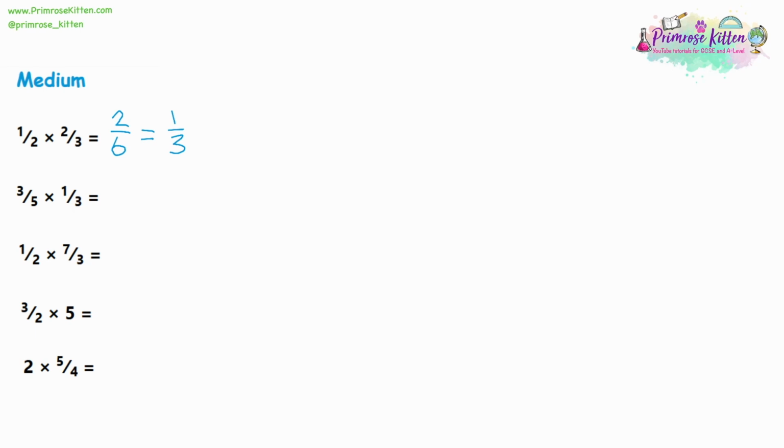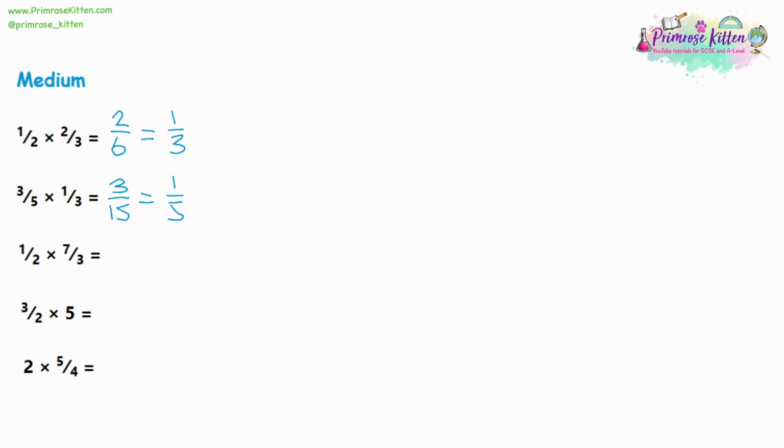Question 2, we have 3/5 multiplied by 1/3. Let's multiply the numerators. 3 times 1 is 3, and then multiply the denominators. 5 times 3 is 15. Now to simplify, these numbers are odd, so we can't divide by 2. Let's try the next number up. Let's try 3. 3 divided by 3 is 1, and 15 divided by 3 is 5. So that works, and there's our final answer.